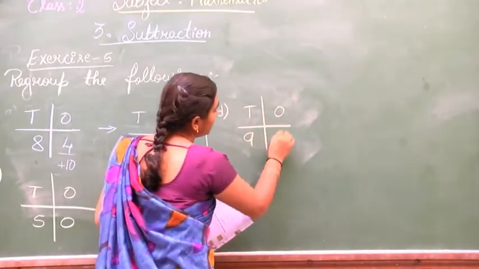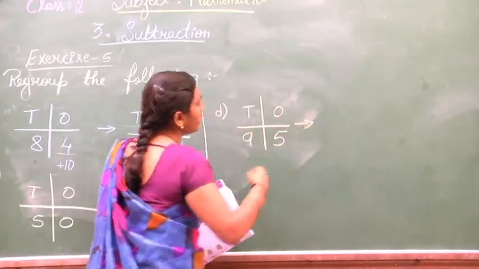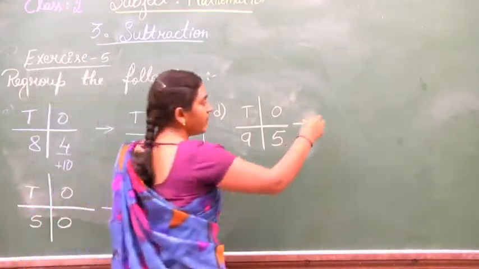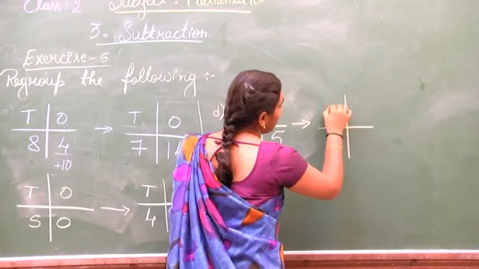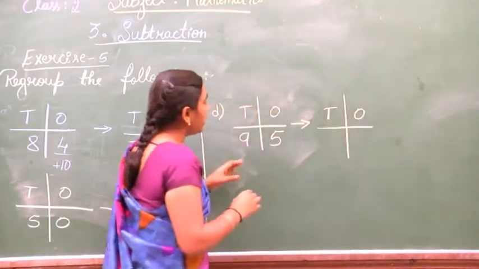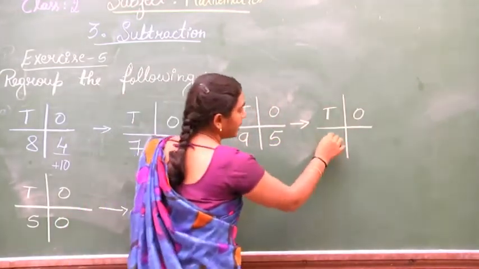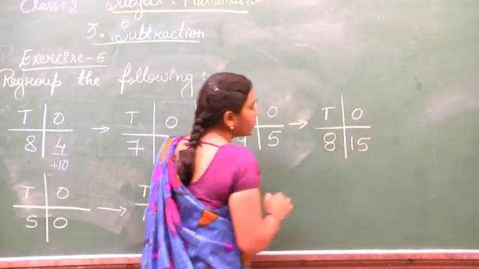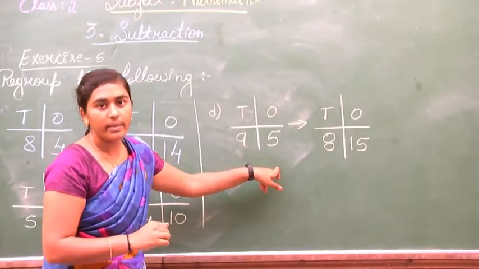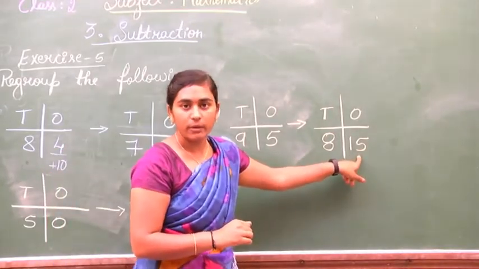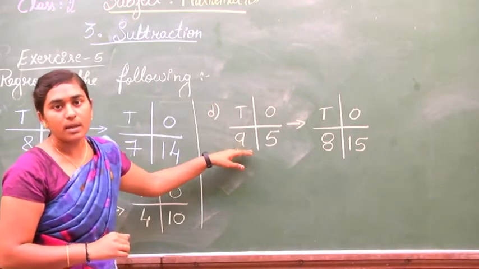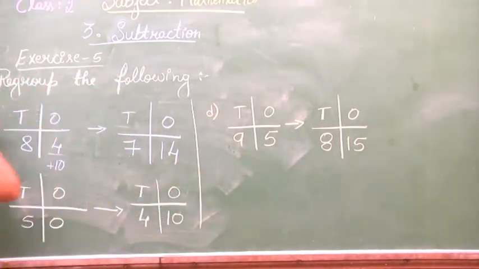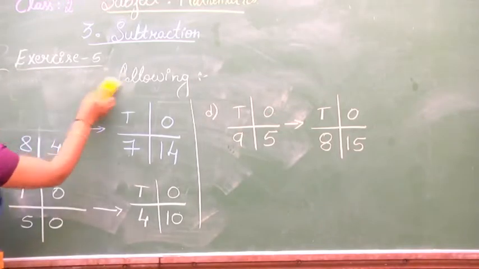The number is 95. Now regroup 95. In the tens place, 9 becomes 8, and plus 10, 5 becomes 15. The ones place will be added 10, so 5 becomes 15. The same questions are given in the form of fill in the blanks. Solve the fill in the blanks secondly.